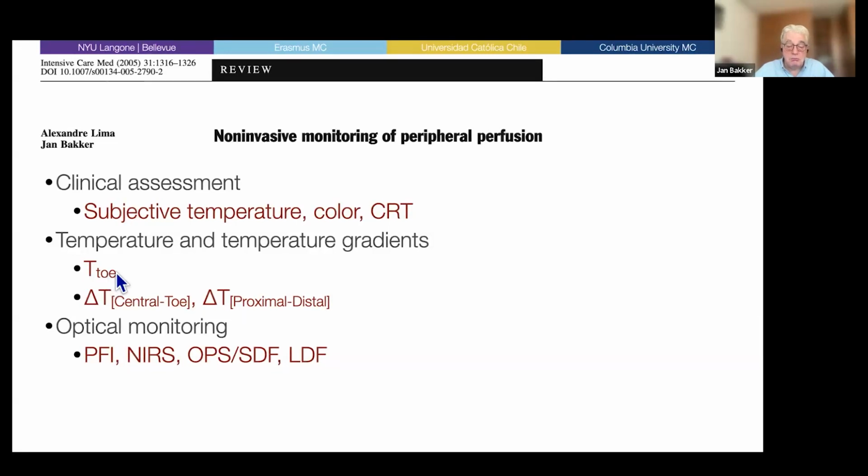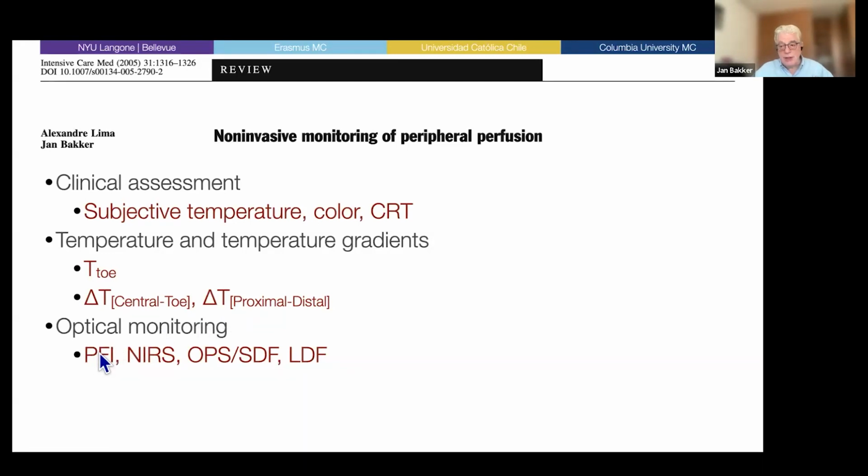This was basically the beginning of clinical critical care. I will come back to that later. So peripheral temperature or differences in temperature, central to toe or proximal to distal. And then, of course, if you have money, you can add devices.